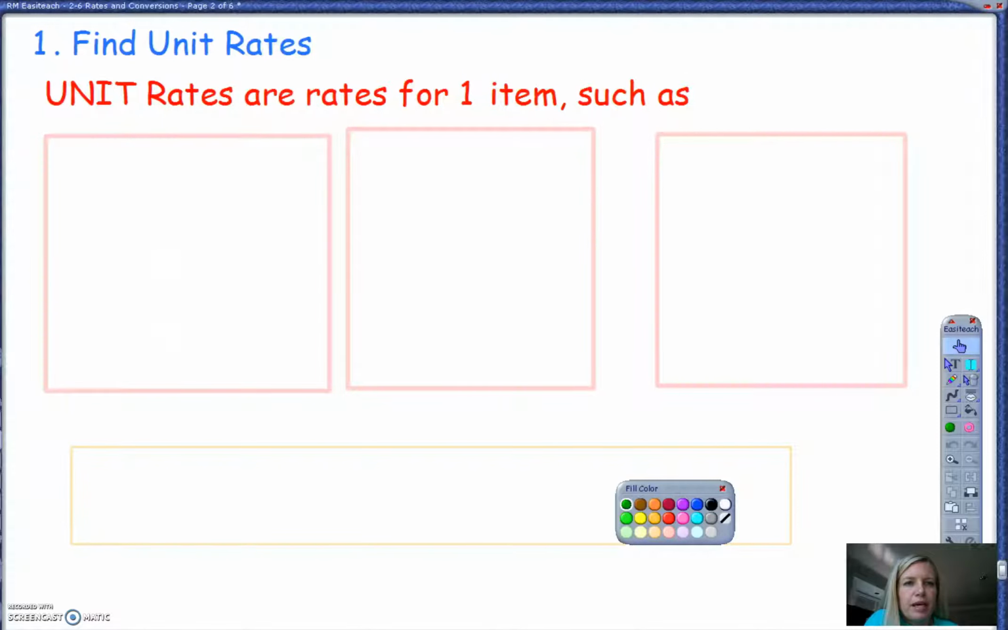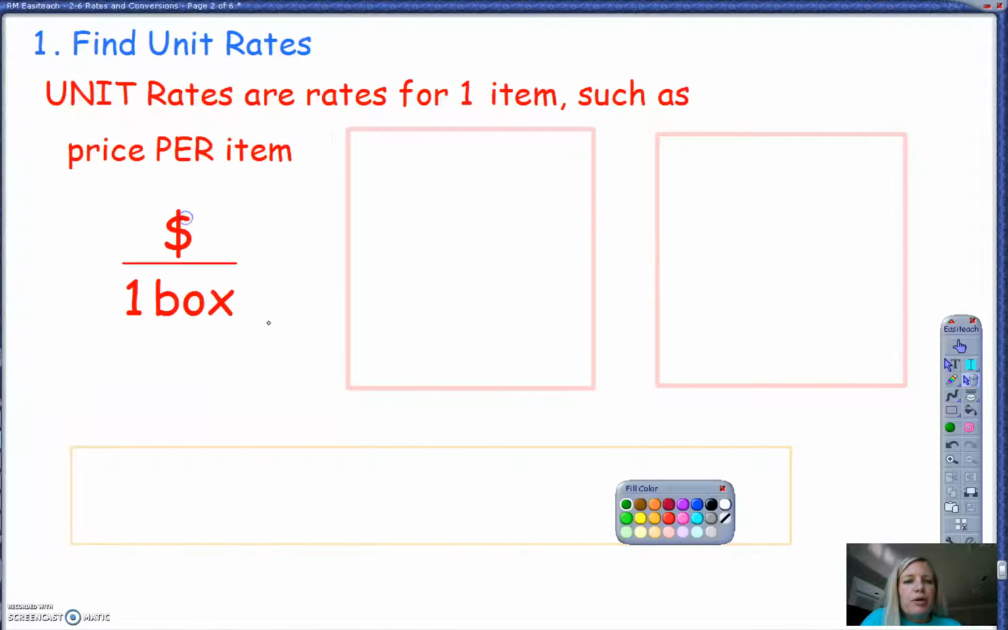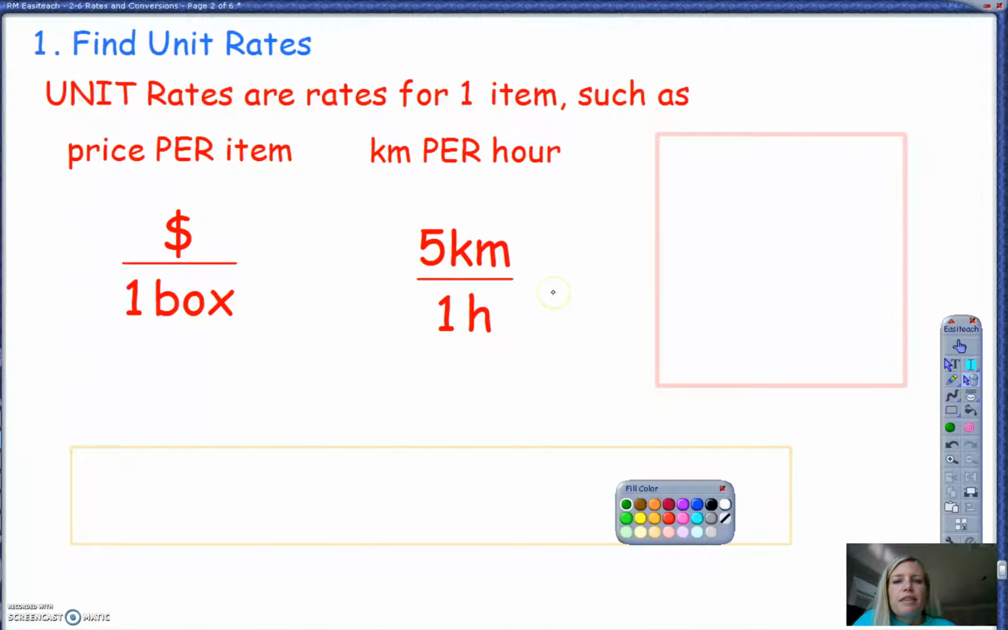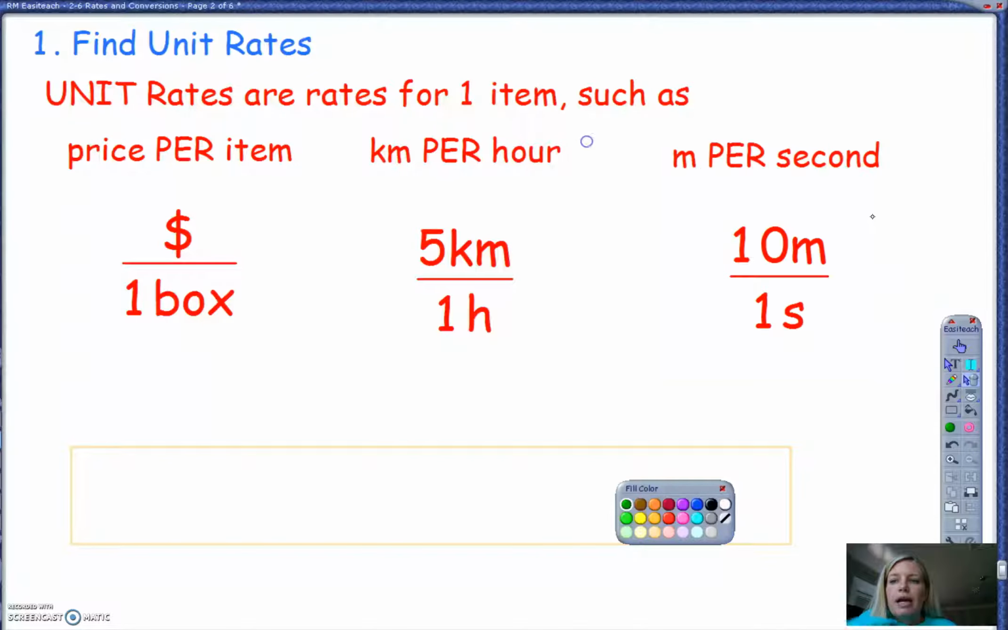Okay. So number 1, we're finding unit rates. So unit rates are rates for one item. You've seen this before. For example, if I want to know how much the price is per one box, or the kilometers per 1 hour. So our denominator is the 1. Notice this word per is what's going to tell you what's in the numerator, the one before it, and what's in the denominator, the hours there. And our last example for you is meters per second, so 10 meters per second.